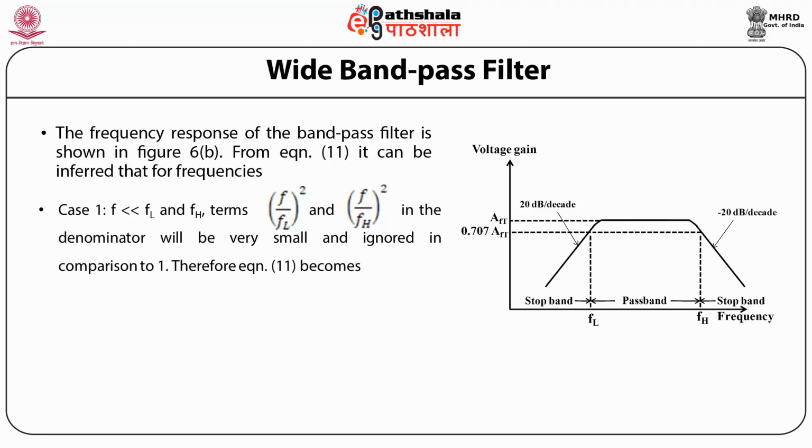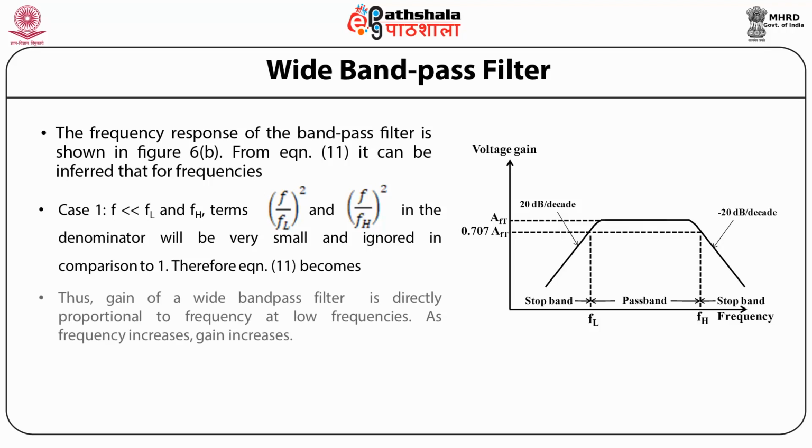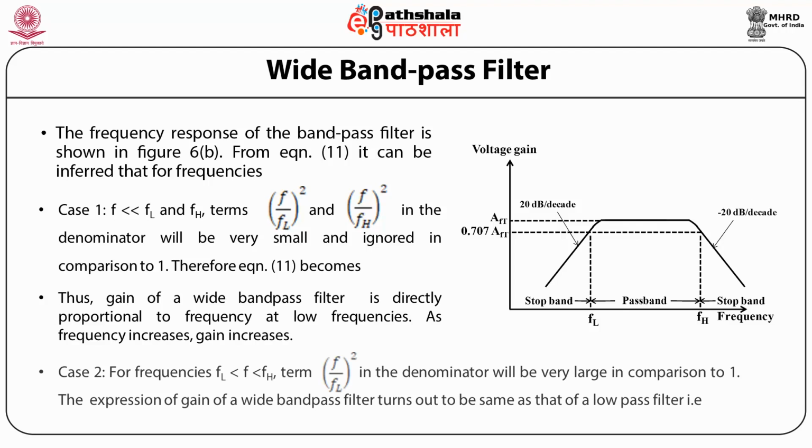Therefore, using equations 3 and 6, we have the gain of low pass and high pass filter, as discussed in the previous module, V0 by Vin is equal to AFL into, within the brackets, j into f by fL divided by 1 plus j into f by fL, brackets close, into AFH divided by 1 plus j into f by fH. This equals AFL into AFH into, within the brackets, j times f by fL divided by 1 plus j into f by fL into, within the brackets, 1 plus j into f by fH.